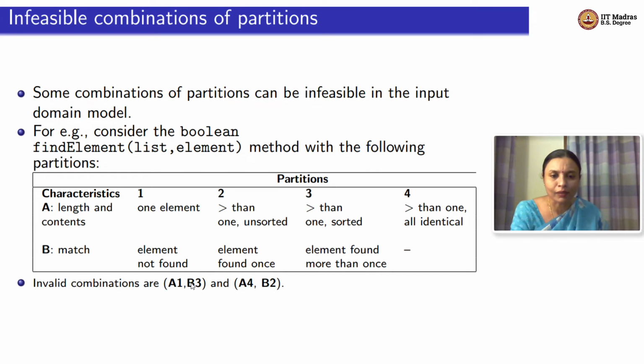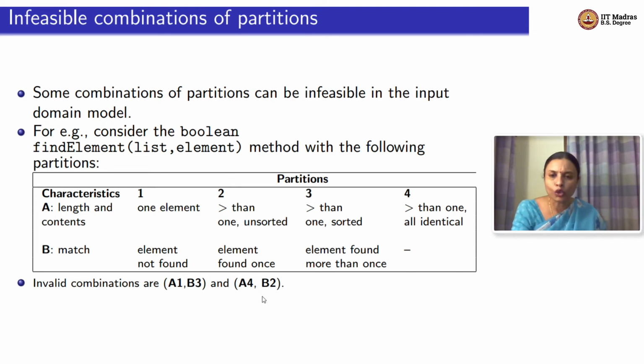Let's see why they are invalid. What does A1 say? A is the characteristic, length and content. Partition 1 says the list has exactly one element. What does B3 say? It says the element was found more than once in the list. So when the list has exactly one element, you cannot consider another characteristic which partitions it as the element found more than once. So A1, B3 is not going to be a valid combination to consider.